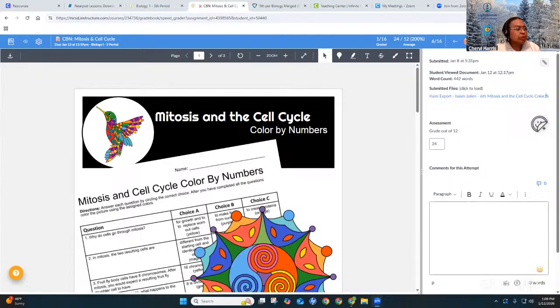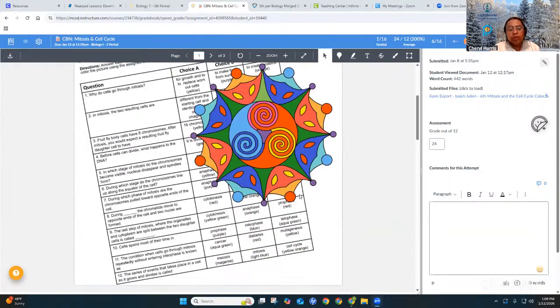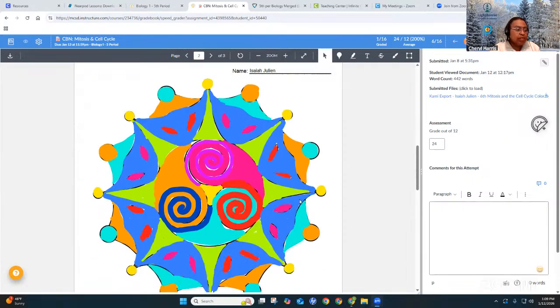Share my screen. All right, so the picture that's up here does not have the correct colors. But if you do yours correctly and you answer all your questions correctly, it should end up looking like this.